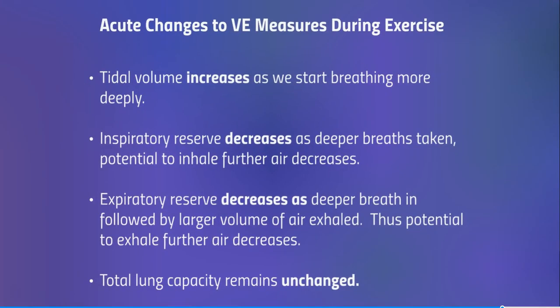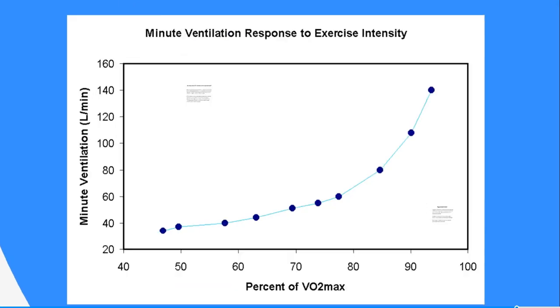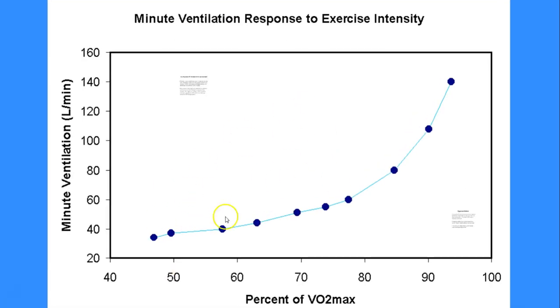Obviously, as we exercise, we breathe in deeper and breathe out more. So our tidal volume increases, and that obviously reduces our ability to breathe in more if we needed to, or breathe out more if we needed to. And you'll notice that when you finish a hard workout, it's very hard to get your breath under control initially. Total lung capacity in one workout remains unchanged, but of course over time, as I mentioned before, you can increase that. So here's an example of that rising intensity breathing rate.